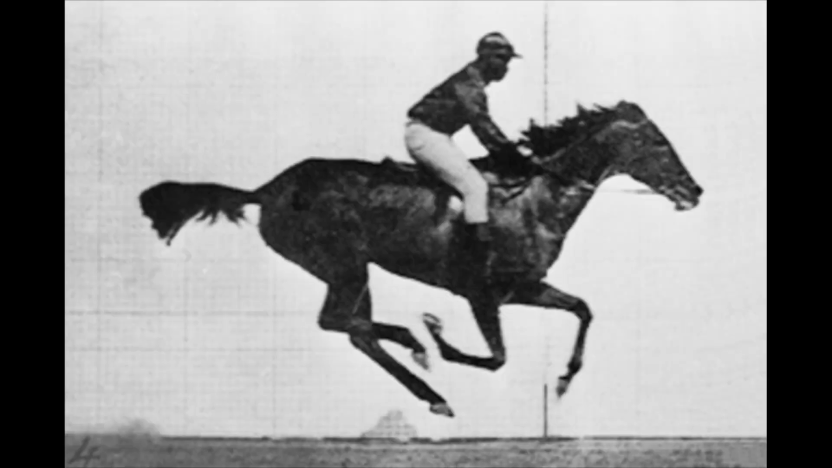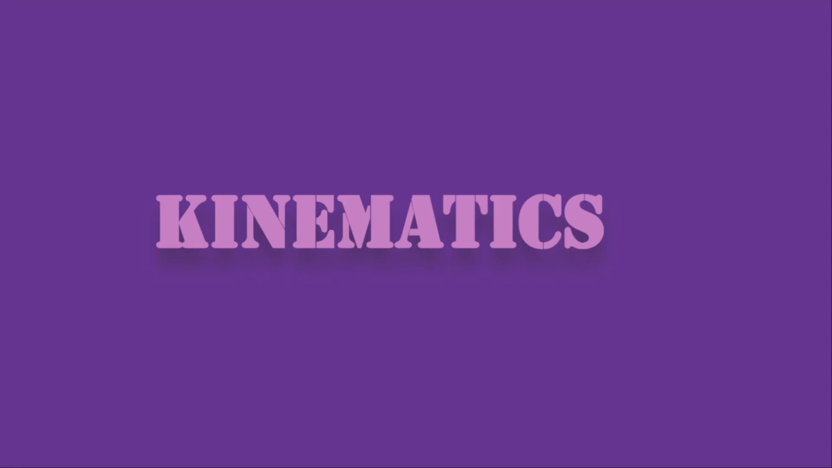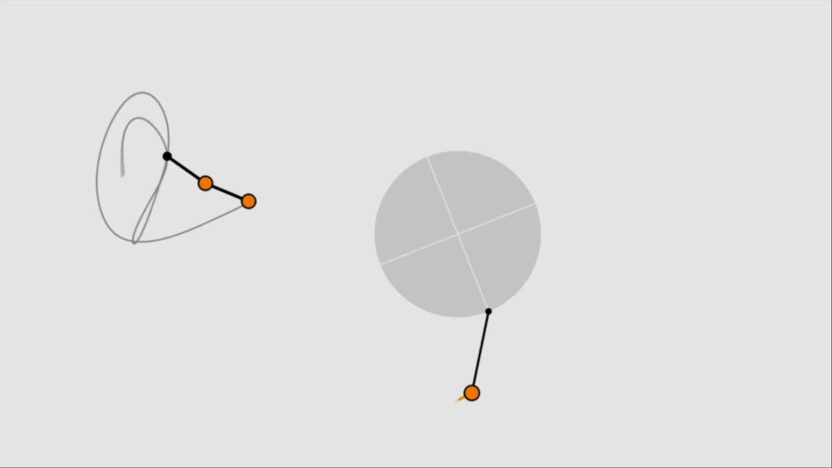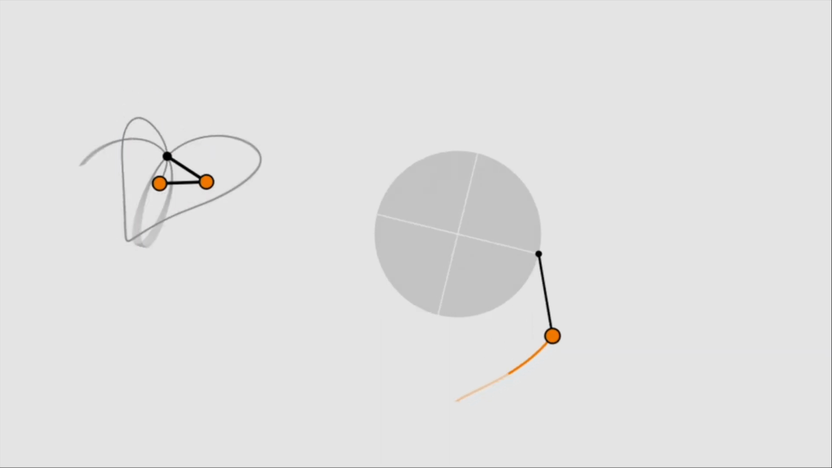Things around us move in different ways. Just take a look at this horse galloping, or the motion of celestial objects relative to one another. And there's a whole branch of science which studies this. It's called kinematics. Motion can be really complex, and a whole lot of different things can be going on.